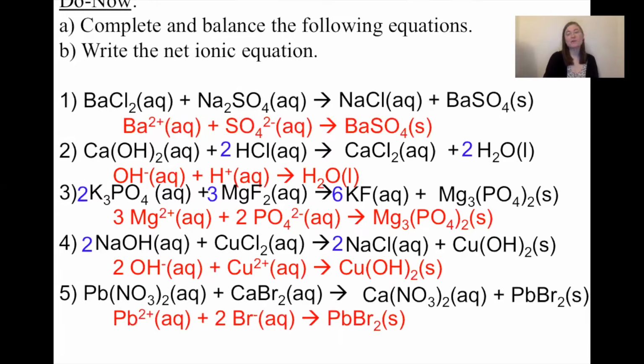Cool. So you'll notice that we've talked in the past about solubility and things that are soluble and insoluble, right? Sodium chloride is soluble, barium sulfate is insoluble. Calcium nitrate is soluble, lead bromide is insoluble, right? And we've always talked about solubility as being a binary. Something's either soluble or it's insoluble. Well, that's actually a little bit misleading.